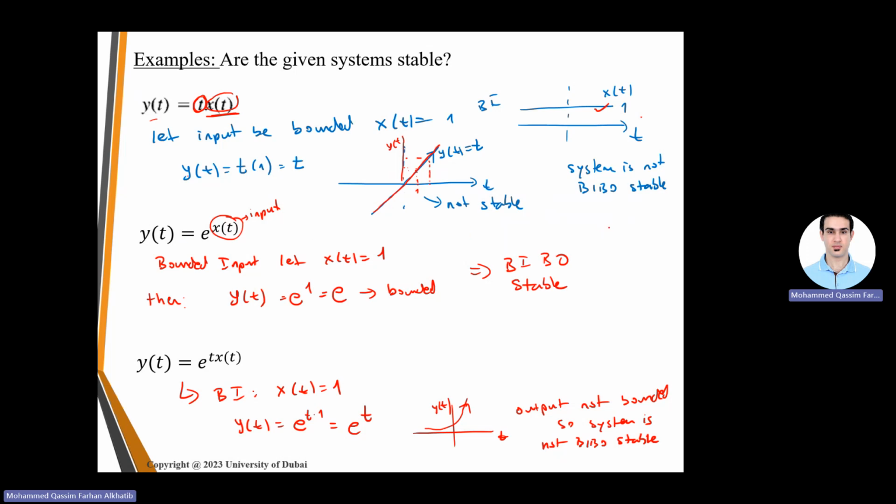What about, let's say, y of t equal x of t over t? Do you think this is BIBO stable? y of 0, how much? x of 0 over 0. So this one will go to an extremely high value, so it's not stable. Okay, you have division over 0.